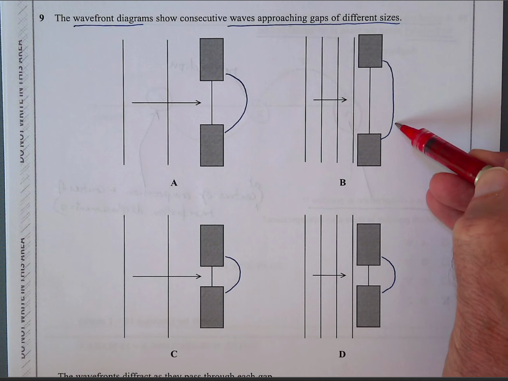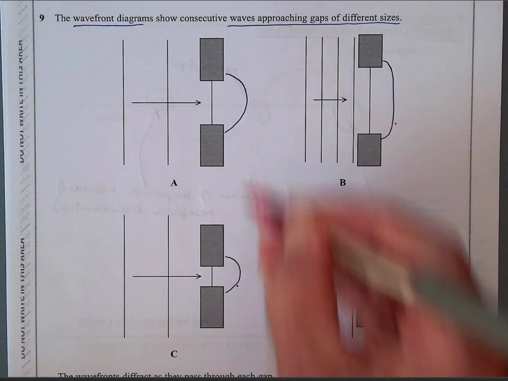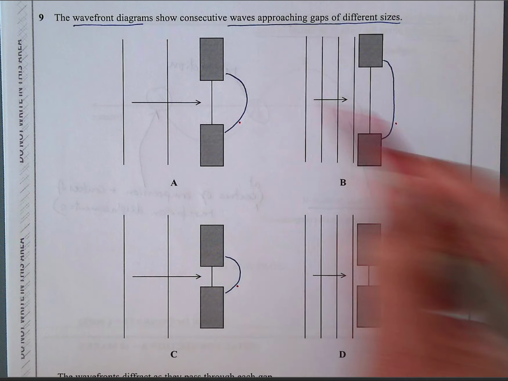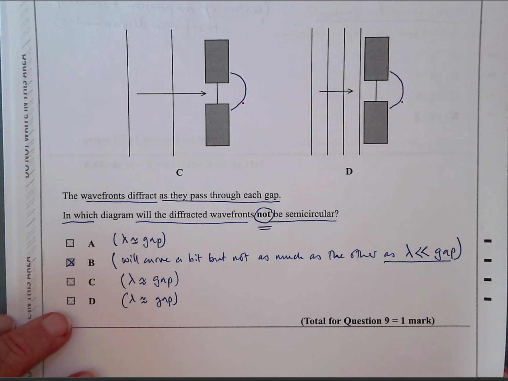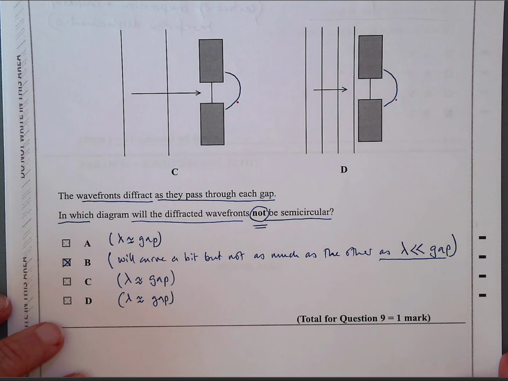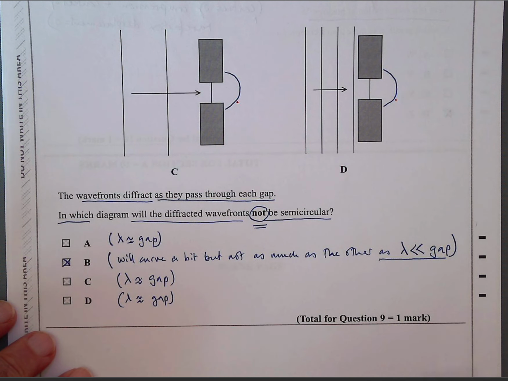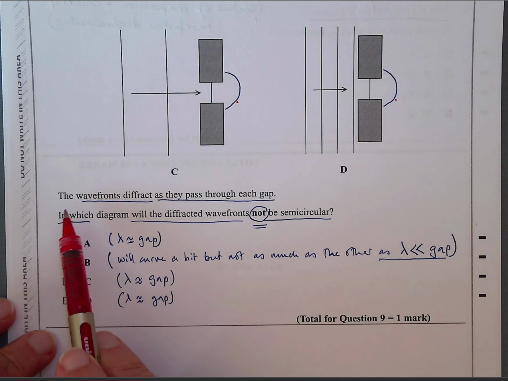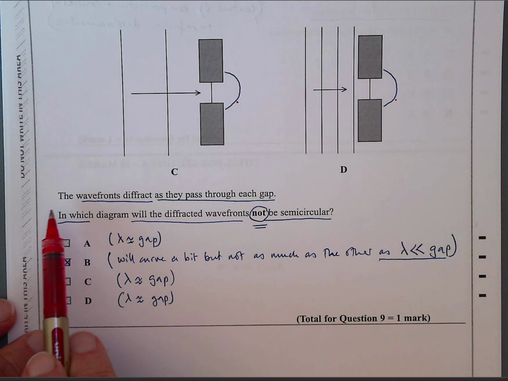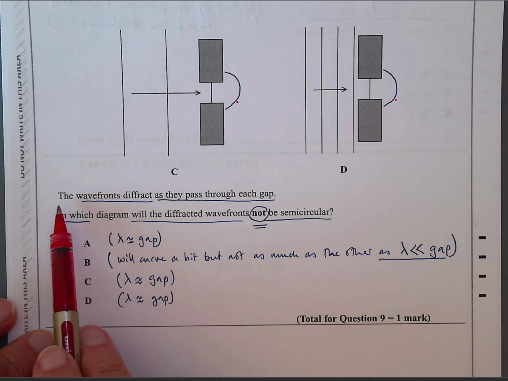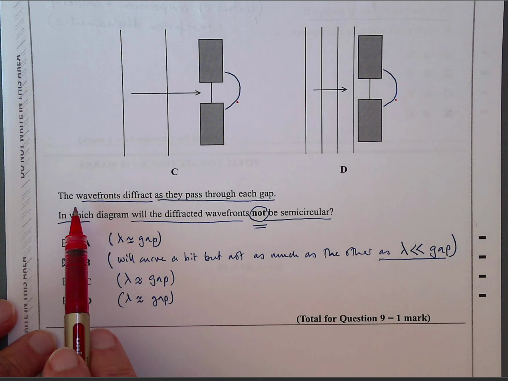I've drawn in my curves. I'm showing that this one, B, will be the least curved, and that's going to be the answer. Now let's look at the wording. Remember, when we're doing problem solving, we want to know what the examiner expects us to know about this concept in physics. That's why doing past papers allows you to train yourself to get into the head of the examiner and understand what exactly they're looking for.